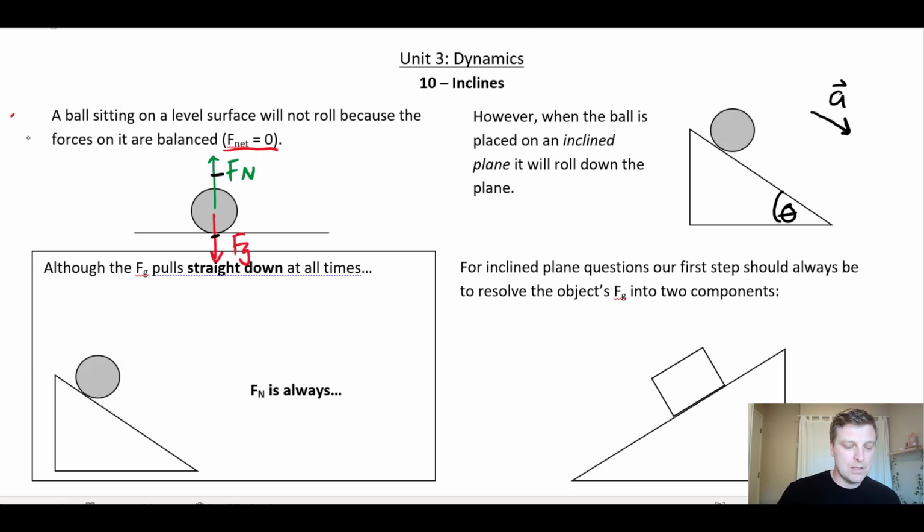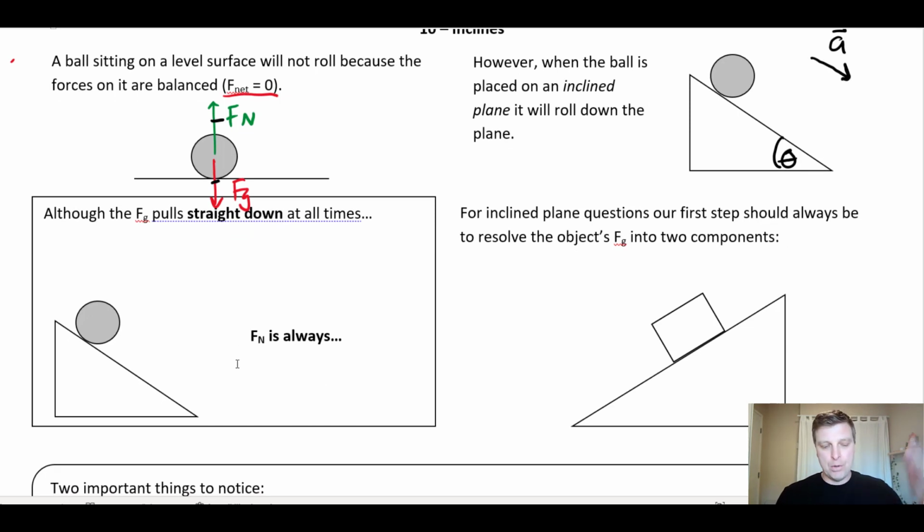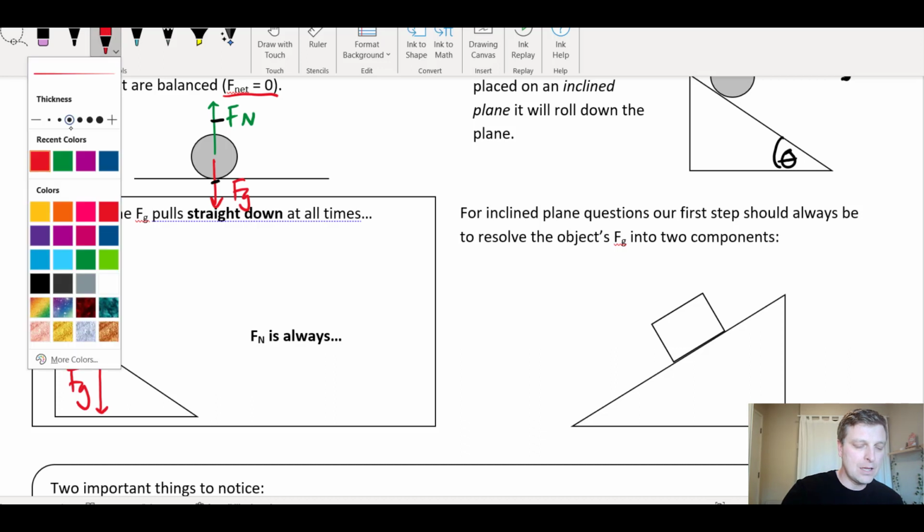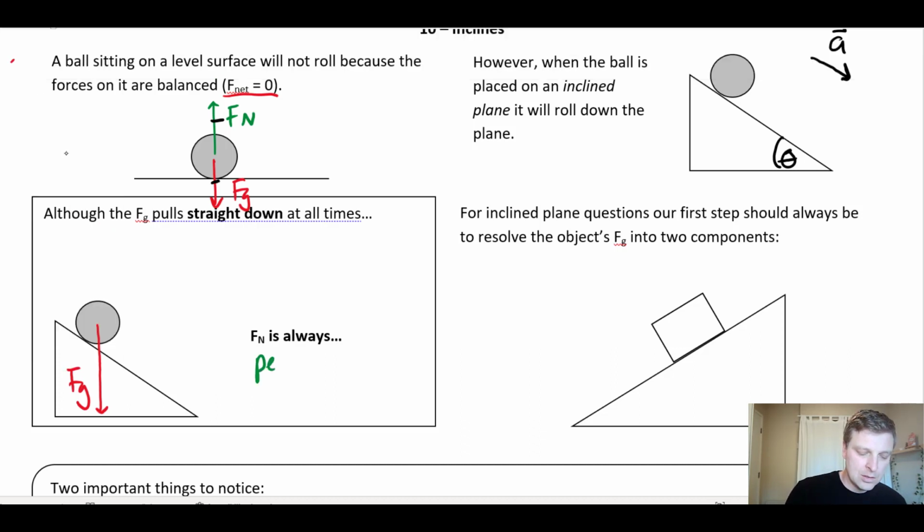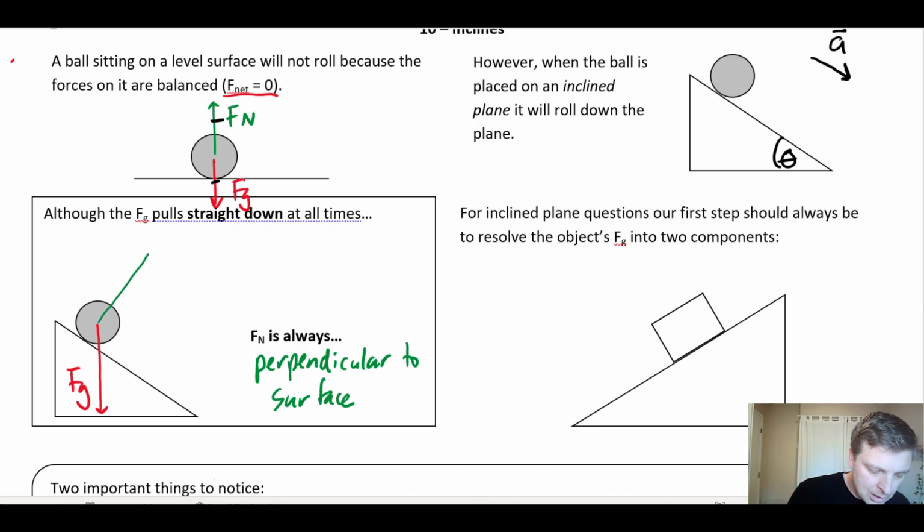So let's think about this example here. Even though the force of gravity pulls straight down, if I put a ball on a ramp, gravity still pulls straight down like this. You have to remember that the normal force doesn't always work straight up. It only was straight up in this first example on the flat ground because the normal force is always perpendicular to the surface. So if I have flat ground, sure, the normal force is up, but if the ground's on a bit of an incline, then the normal force is going to work perpendicular to the surface of the incline.